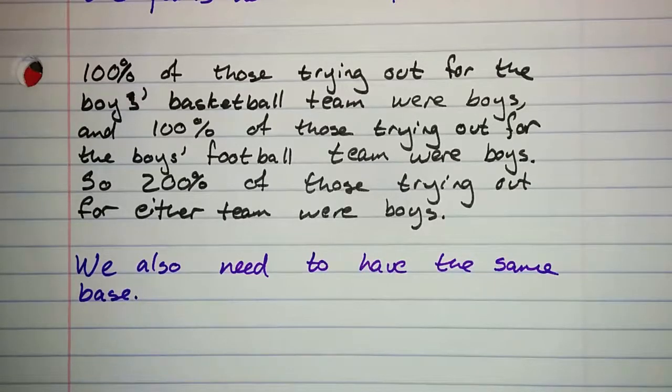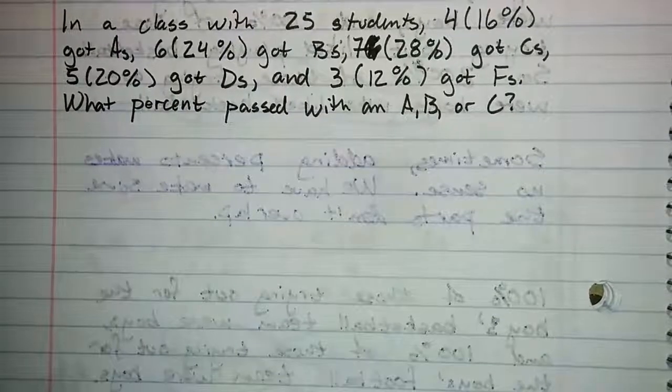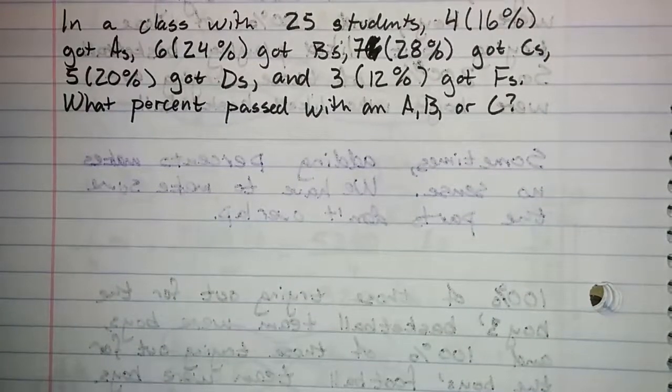Now let's see an example where adding and subtracting percents does make sense, and see exactly what it means when we do that. So suppose that in a class with 25 students, 4 of them, 16% of the class, got A's. 6 of them, 24% of the class, got B's. 7 of them, 28% of the class, got C's. 5 of them, 20% of the class, got D's. And the last 3, 12% of the class, got F's.